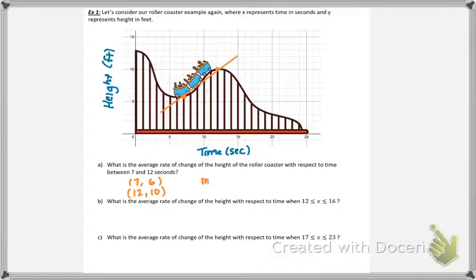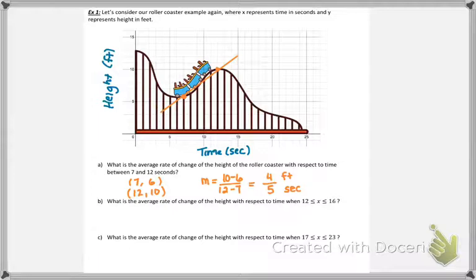So m, my slope, and I have 2 points, is going to be change in y, so the change in the height, 10 minus 6, over change in x, 12 minus 7. And that gives me 4 over 5. And with respect to our context here, the numerator represents the y value, so that's 4 feet for every 5 seconds. That's my average rate of change. Between 7 seconds and 12 seconds is moving at a rate of an increase of 4 feet every 5 seconds.